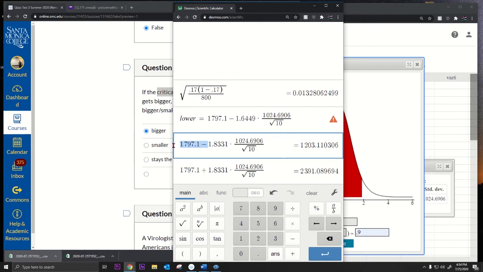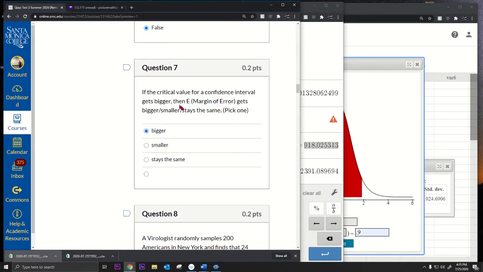1.8331, I'll demonstrate that. Look at how big the margin of error is, 593. If I make this 2.8, if I increase this critical value, look, it changed from 593 to 918. See? So increasing this critical value increases the margin of error. I just showed that with Desmos. It makes it bigger if the critical value gets bigger.